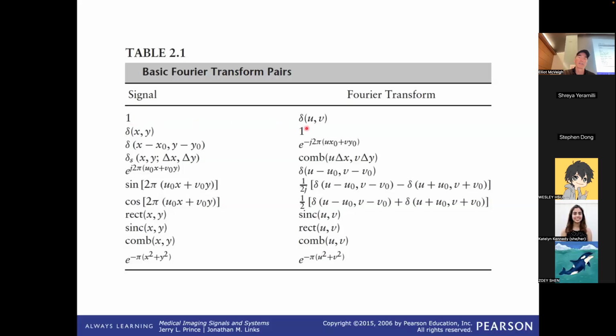So 1 gives you a delta function. Fourier transform of a delta function gives you 1. We know that. That's duality right there, right? Here's a delta function offset, which gives you a phasor at the frequency of the offset.